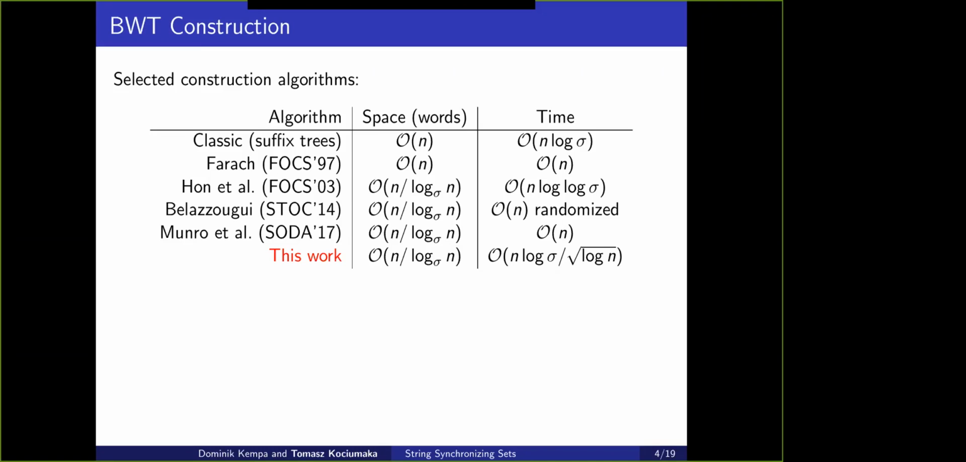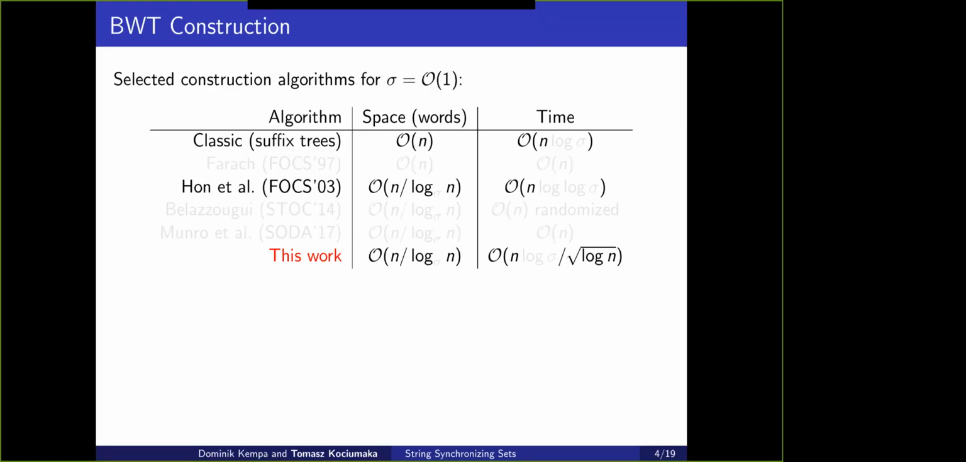This picture of previous work becomes much simpler if you focus on alphabets of constant size. Then you have just 3 relevant works. Originally we had linear time and linear space. Then Hon and others managed to get n bits of space, so n over log n machine words. And our contribution is to shave a square root of log n factor from the running time.